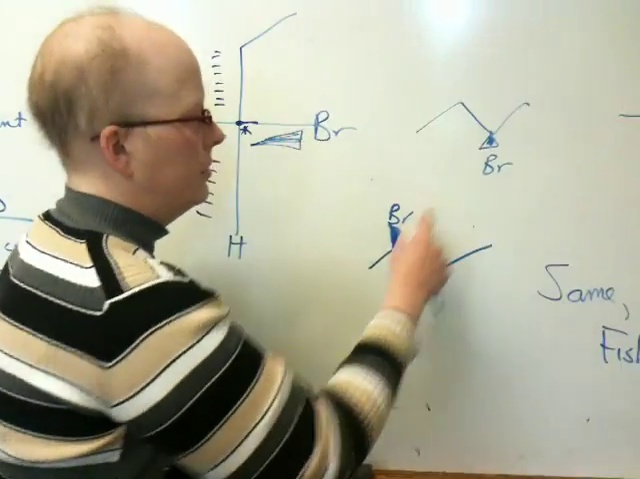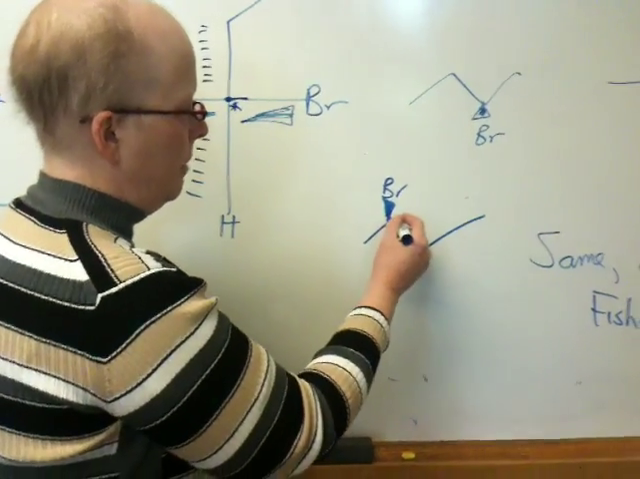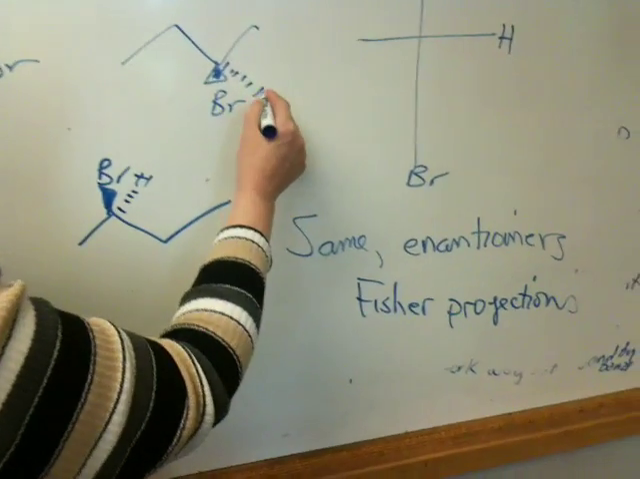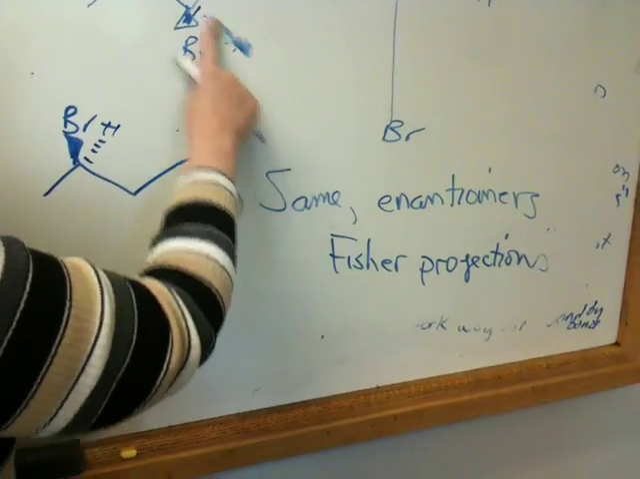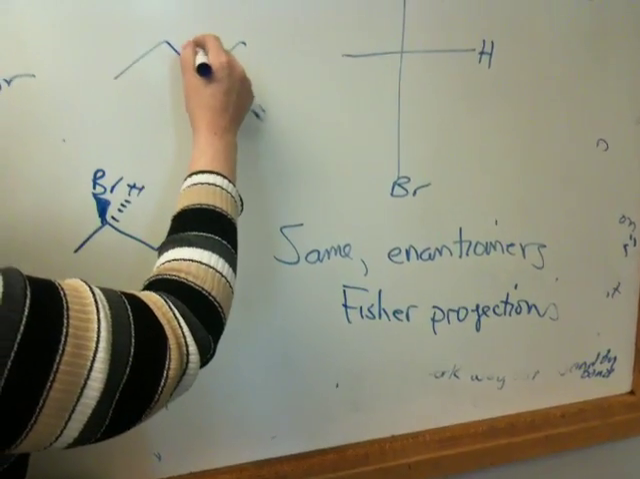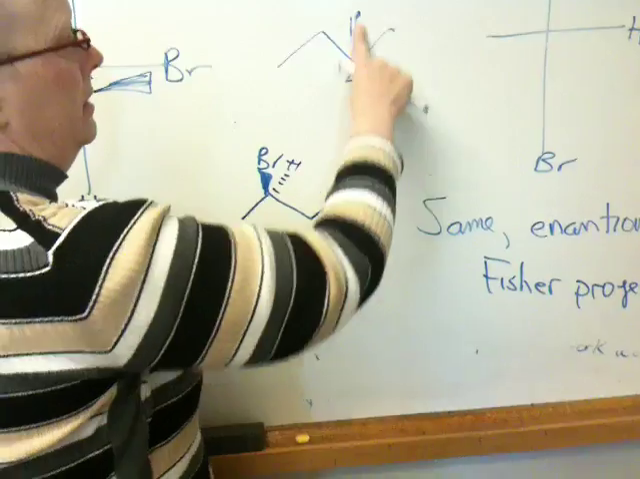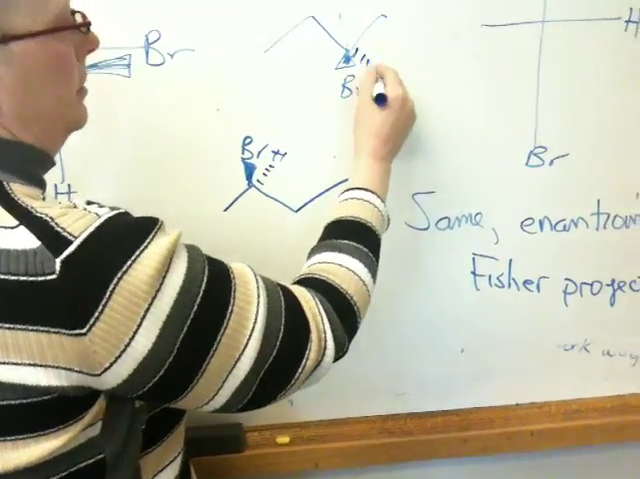These are the traditional wedge and hash drawings, and you should put the H's in to help you, and put the H's in properly. Don't put the H's like this. This is not a proper 3D drawing. I want you to think about that. So I'm going to put it in properly.